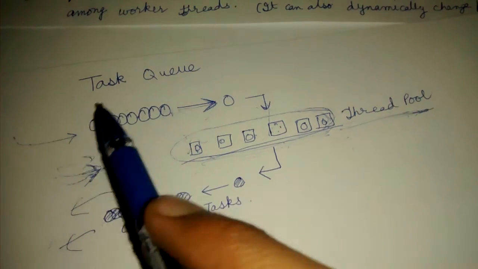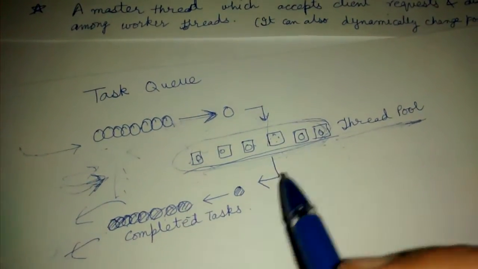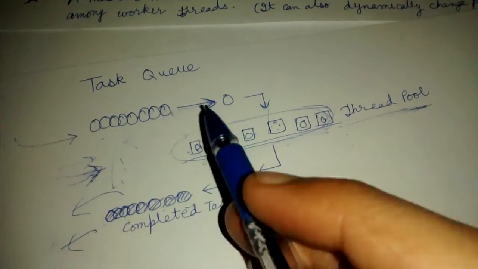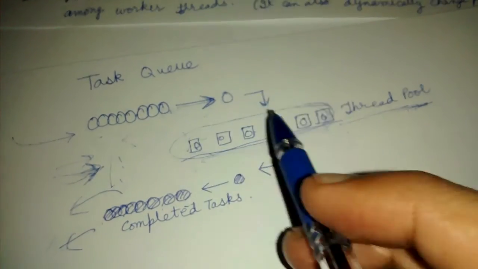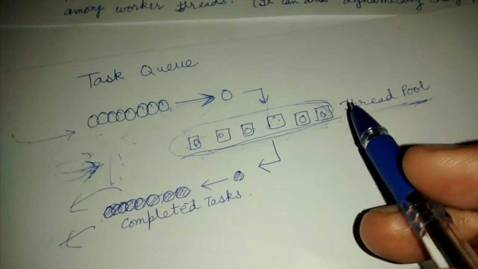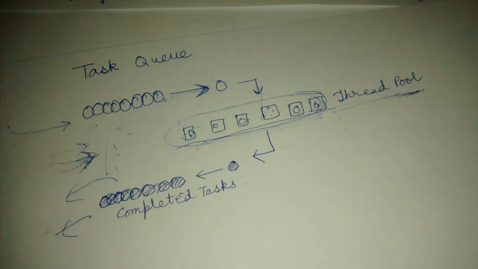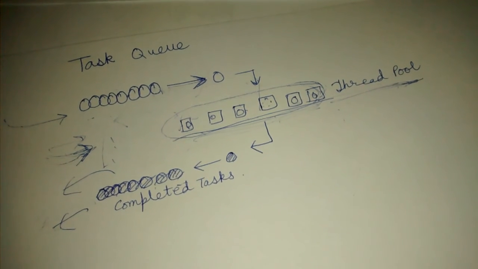So all the other bookkeeping and other activities, the managing of all these worker threads, is done by the master thread.